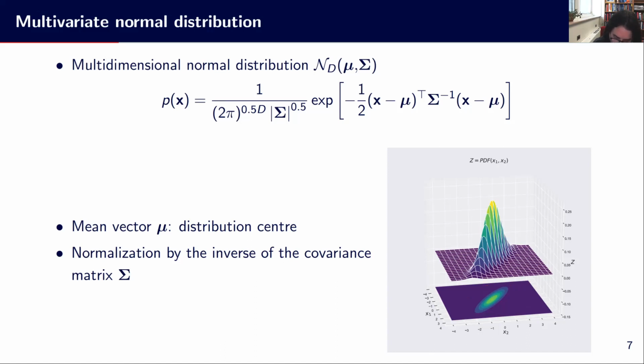The mean vector, the big mu here, is really at the center, on the peak and in the middle of the distribution. And in this equation, we are normalizing by the inverse of the covariance matrix. So basically, the covariance matrix gives us the shape and allows us to normalize the distribution over that space.